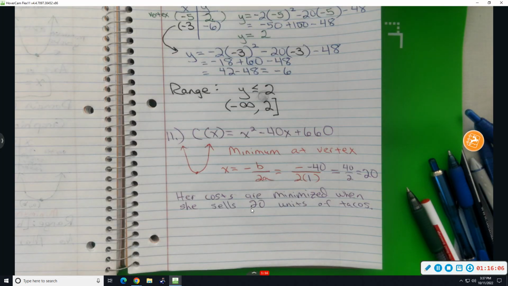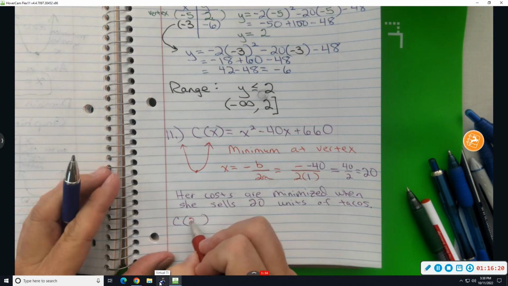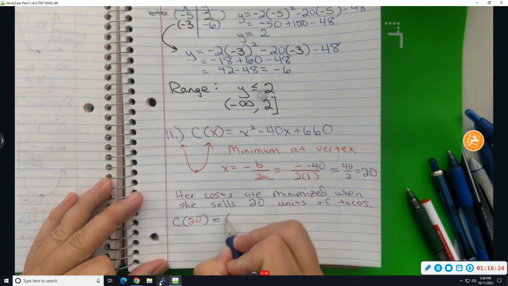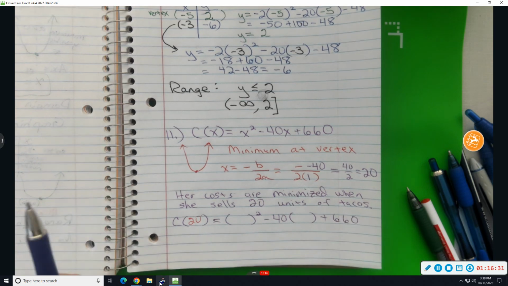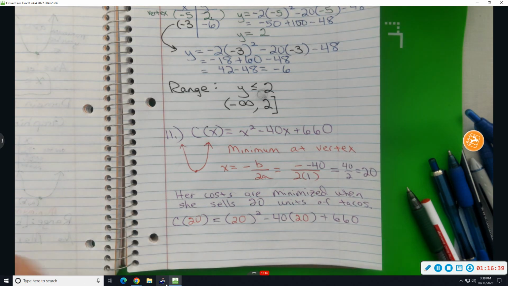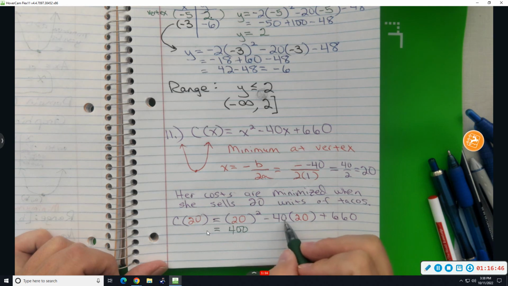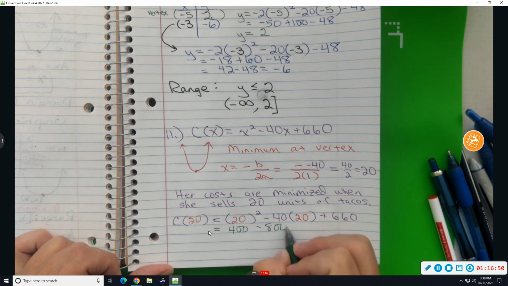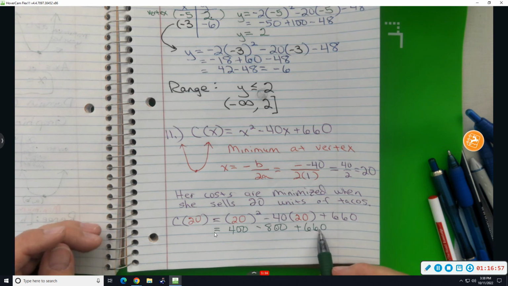Okay. So the first question asks how many tacos she should sell? 20 units. Now they want to know what that minimum cost is. So we plug in 20. Her cost, when we plug in 20 for x, is equal to 20 squared minus 40 times 20 plus 660. So it's 20 squared, 400, minus 800, plus 660. That's a negative 400 plus 660.